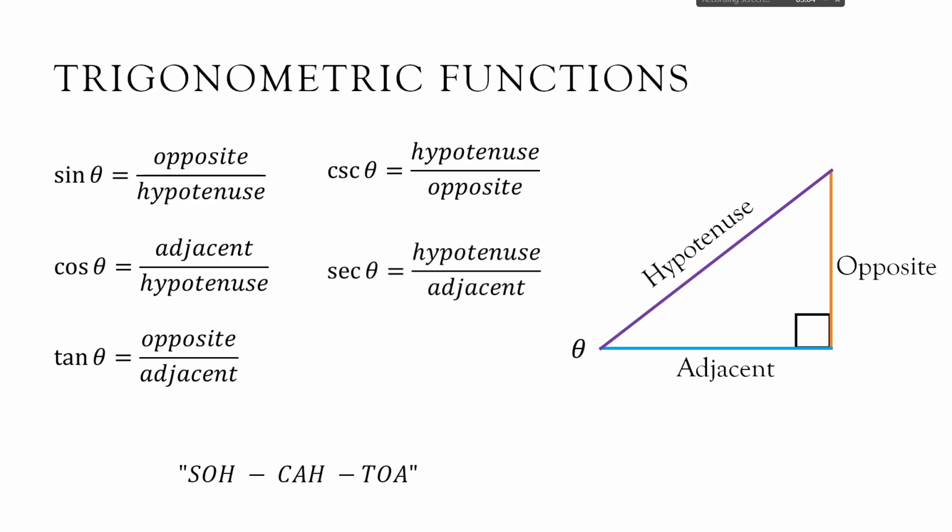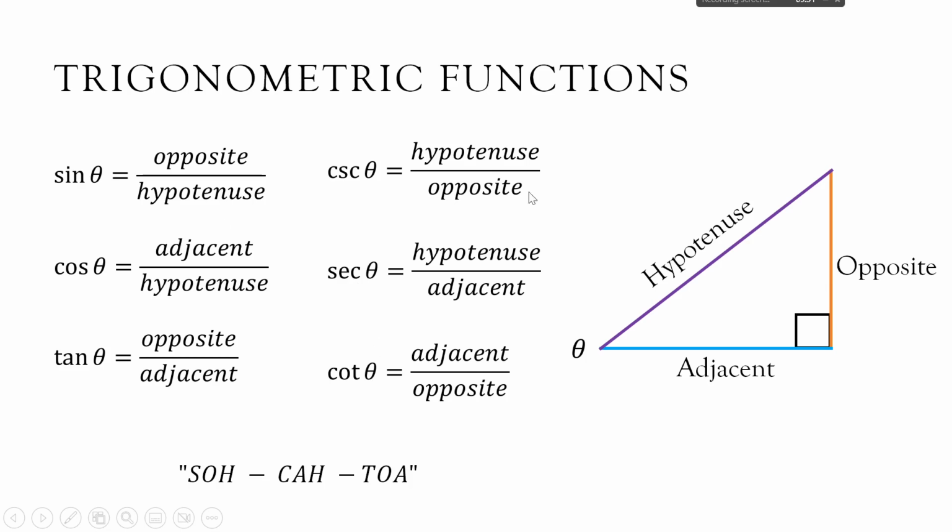Next is the secant function, secant of theta. This is the hypotenuse over adjacent. And then cotangent. This is adjacent over opposite. So there's a reason why I formatted these 6 trig functions in this particular order. On the left I have sine, cosine, tangent. And then on the right I have cosecant, secant, cotangent.